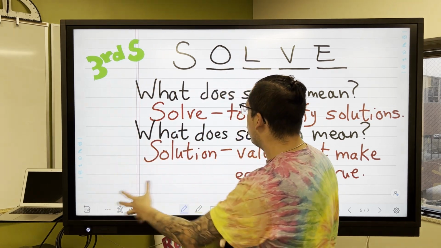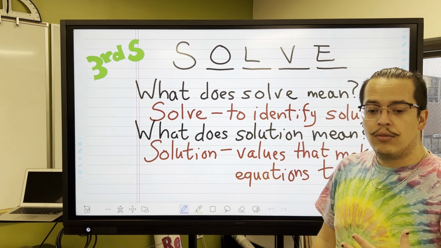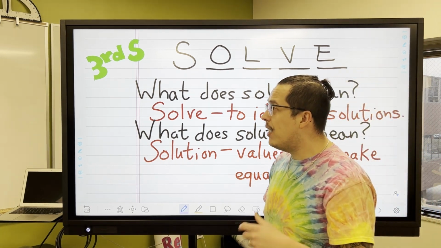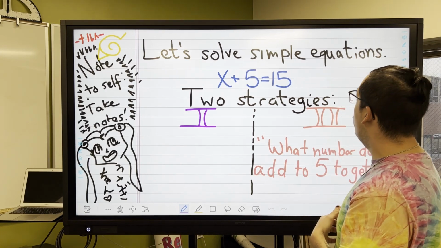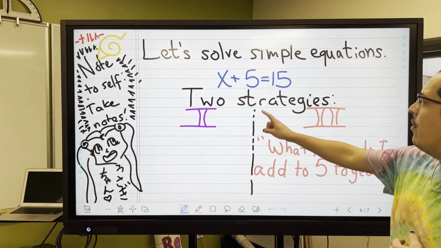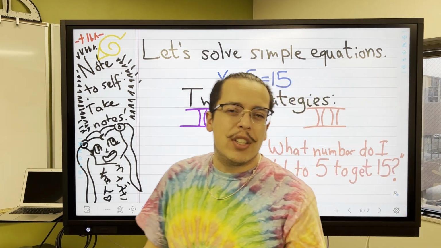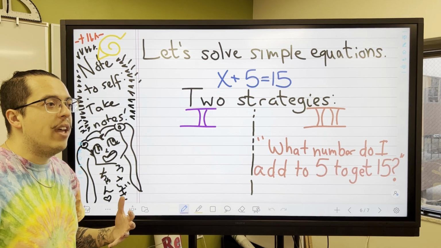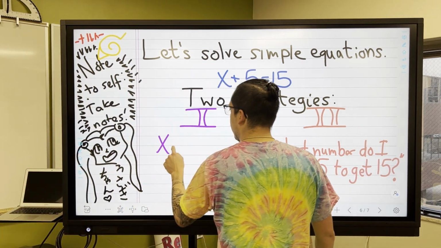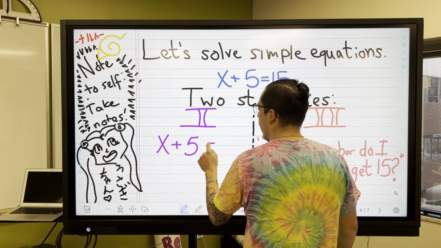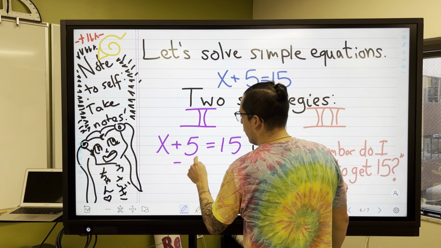Something, something, solve. Okay, now let's run through some simple examples of solving equations. And so we have the equation here, x plus 5 equals 15. If we're going to solve this equation using the methods we typically use in algebra class, it would look something like this. We'll rewrite the equation, and we'll subtract 5 from both sides.